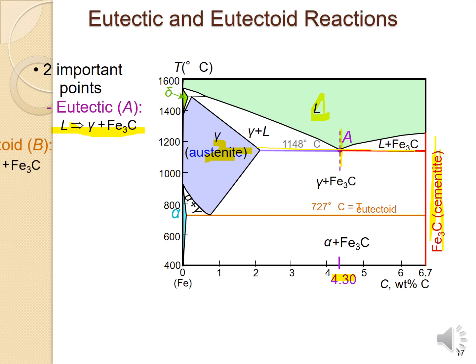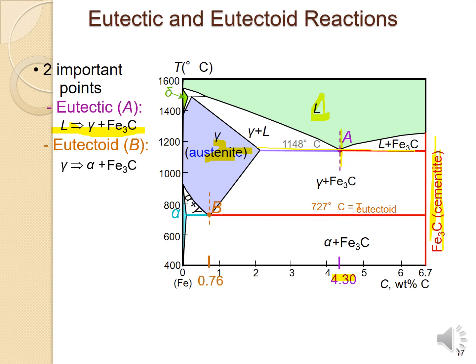So the next important reaction, which will be the focus of this class, is the eutectoid point, the point B here on our phase diagram. The same thing, we look for this isotherm, the horizontal line. On top of this line we have one phase, solid austenite, and on the two ends of this line, it ends at the alpha phase on the left, and on the right side it ends at the cementite. So the reaction is the austenite transforming into two solid phases. This is the eutectoid reaction.